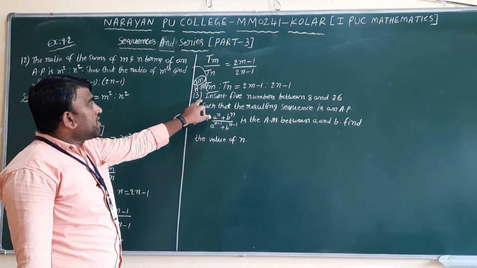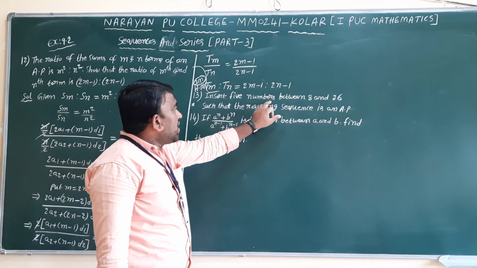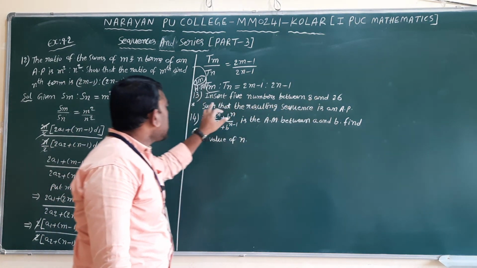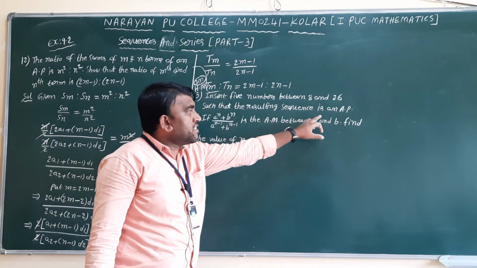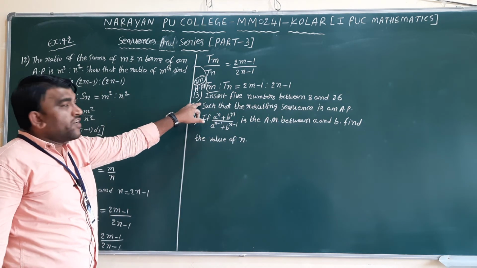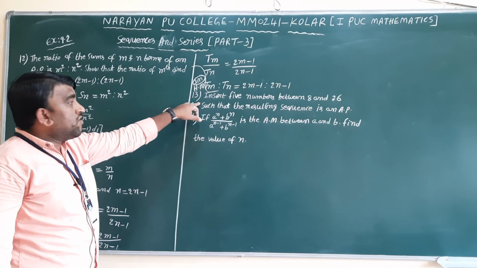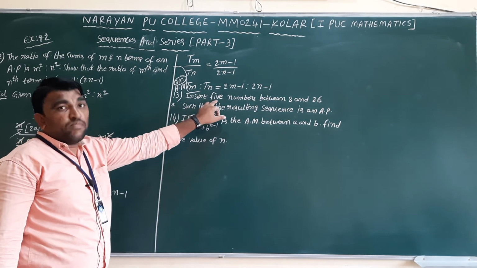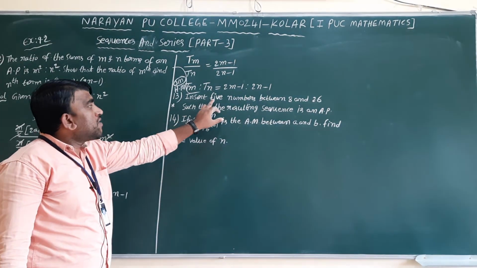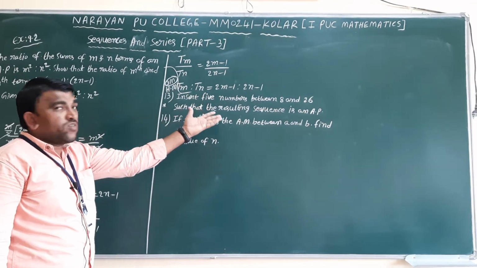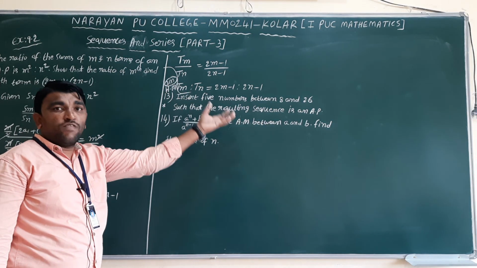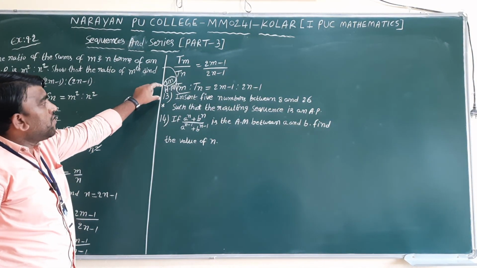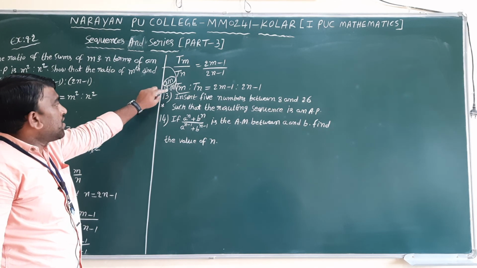Here, question number 13. Insert 5 numbers between 8 and 26 such that the resulting sequence is an AP. This model we already did in the example. There we took 6 numbers, here instead of 6, 5 numbers. Same procedure only: A1, A2, A3, A4, A5. Insert those and you can do the same thing. 3 marks, very important. You can take it as homework.